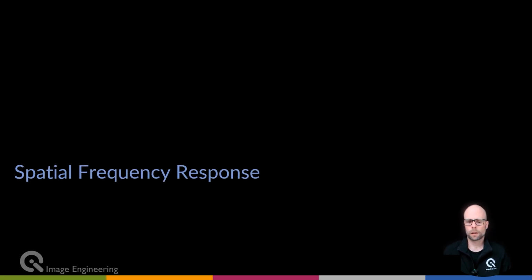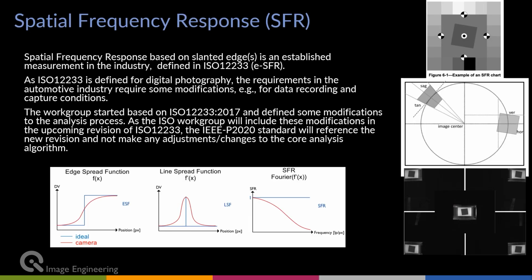Spatial frequency response is another metric in there. Also there, it is nothing really completely new, like with noise, but it's good to define that in the automotive environment. The method that is also used here for the SFR, or spatial frequency response, is what is called SFR in ISO 12233. So that's the slanted edge approach, as it's commonly called.